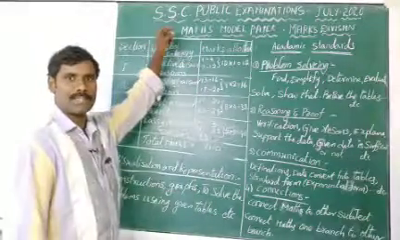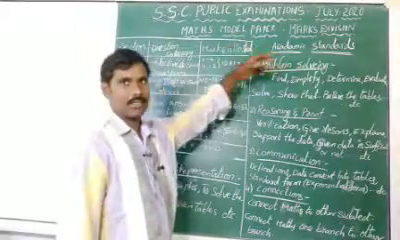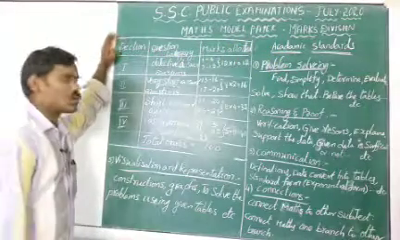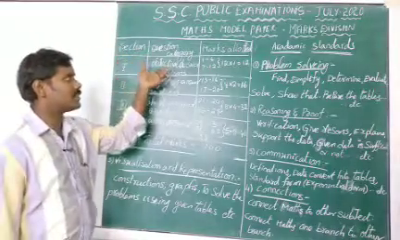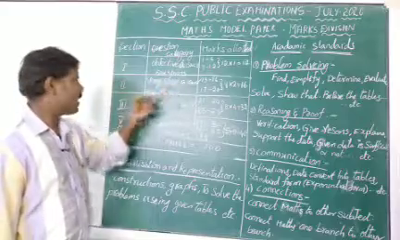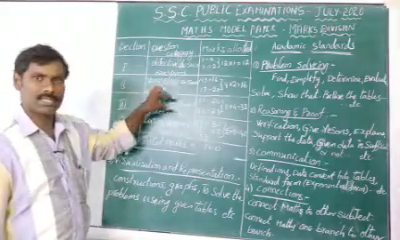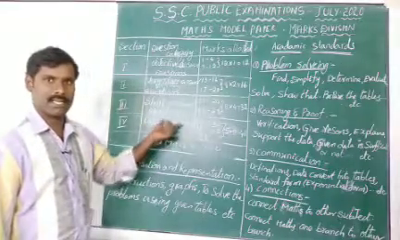Okay, today we are explaining the mathematics model paper, how to divide the marks. We have a total of 4 sections. Section 1 has objective type questions, section 2 has very short answer questions, section 3 has short answer questions, and section 4 has essay answer questions.